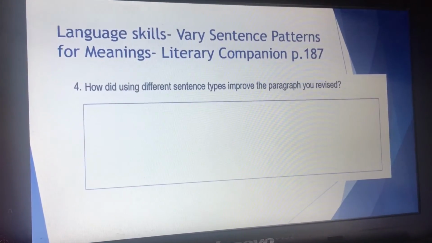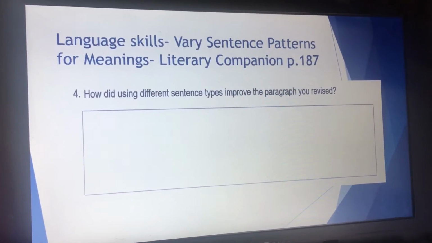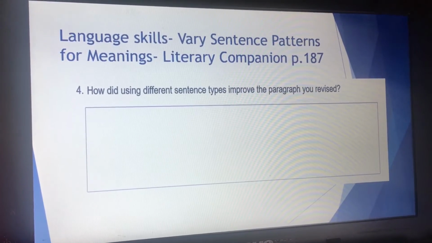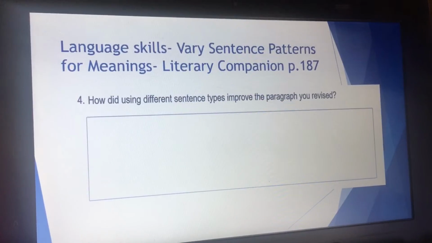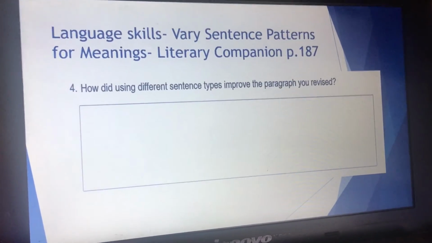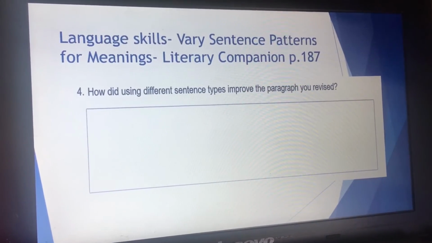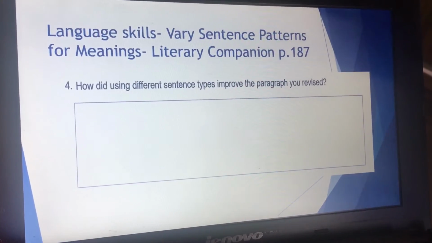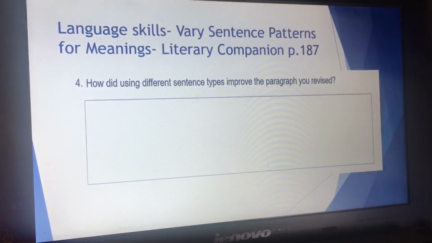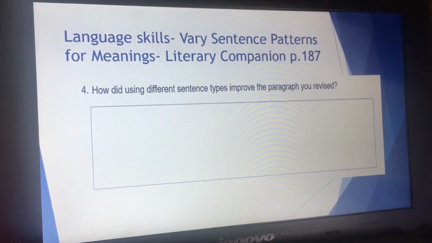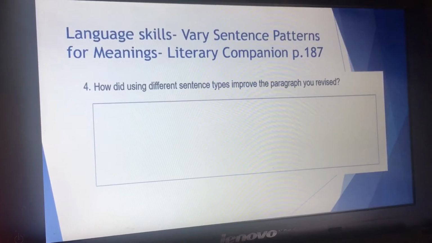Now, the fourth one, how did using different sentence types improve the paragraph you revised? Well, you have to do it on your own. You have to tell me, and this is homework, students. You have to tell me how using different sentence types improves the paragraph which you revised, which means what difference does it make when we added the conjunctions and joined the two sentences together. It's your job to tell me how.